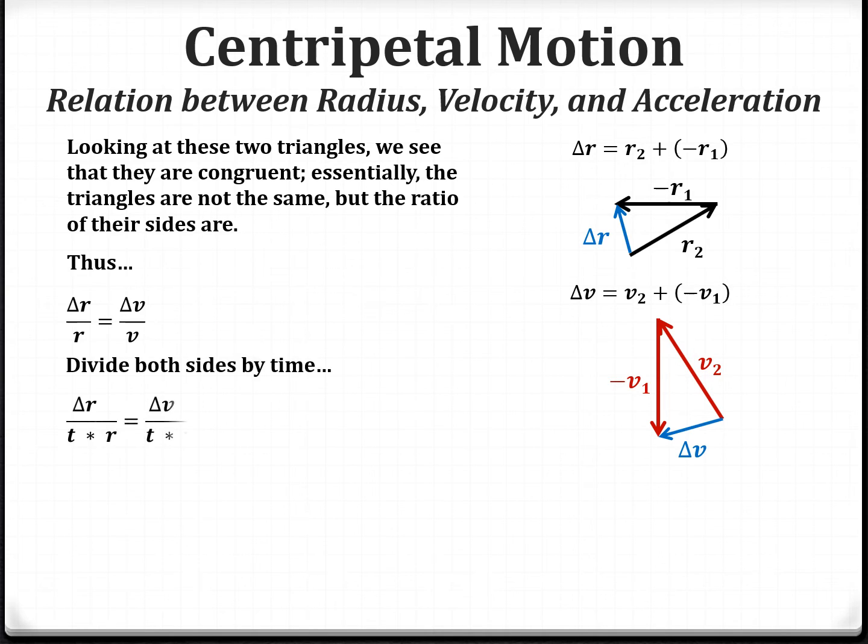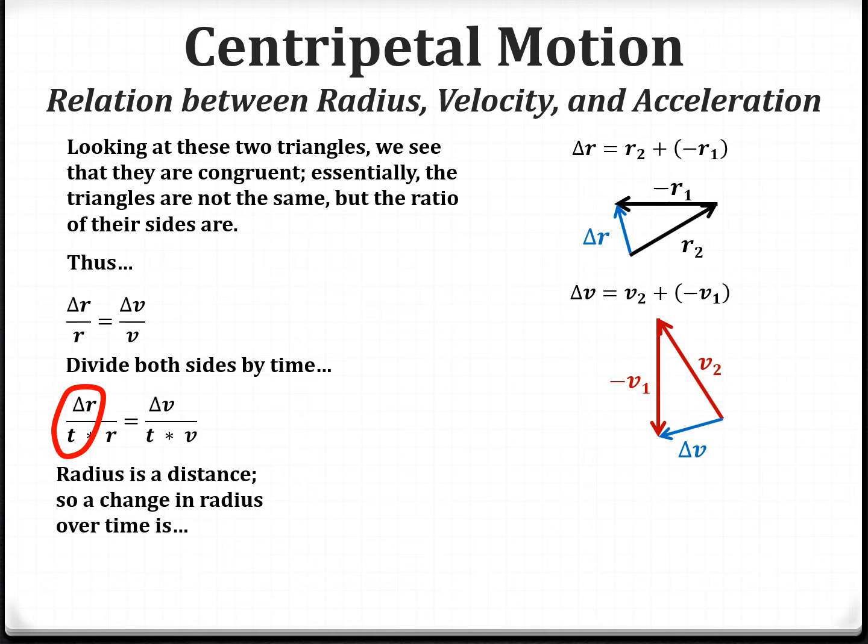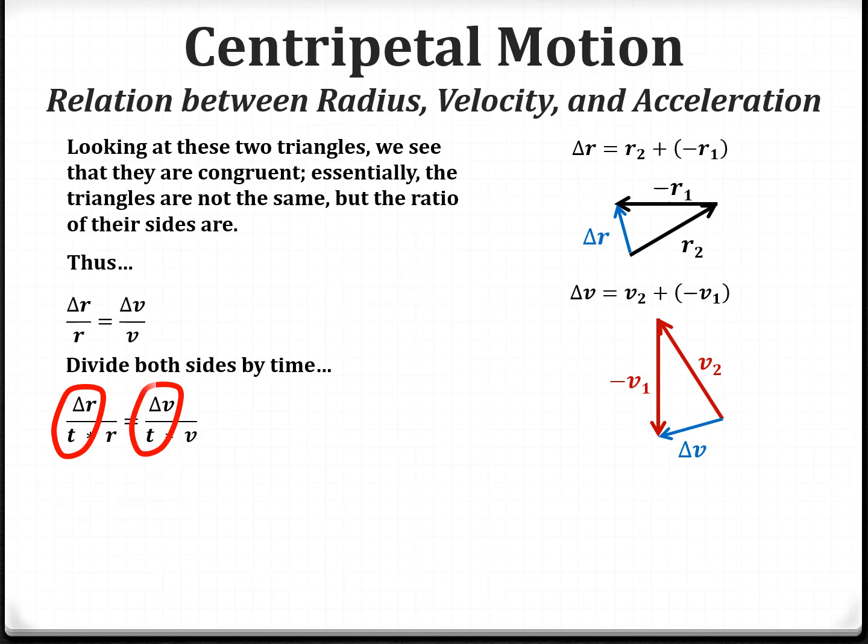Now, if we divide both sides by time, if you notice, the change in radius over time is the definition of velocity, because that's a difference in distance divided by time. So the radius is the distance, and change in radius over time gives us a velocity. Now the change in velocity over time, that is the definition of acceleration. That's actually what we're looking for.